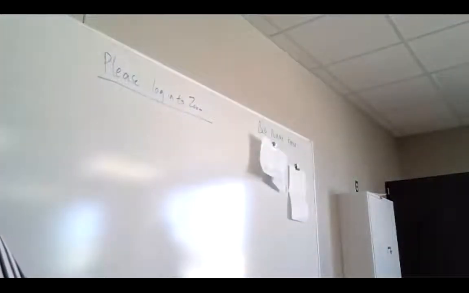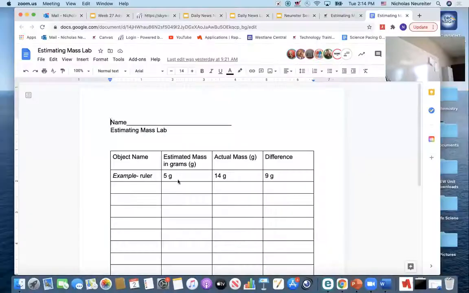All right. So you will just fill out that chart. Like my example here that I did where I said, okay, I got a ruler, which I estimated was 5 grams. I put it on the balance. I found out it was 14 grams. So I subtracted 14 minus 5 and I got 9. Okay.